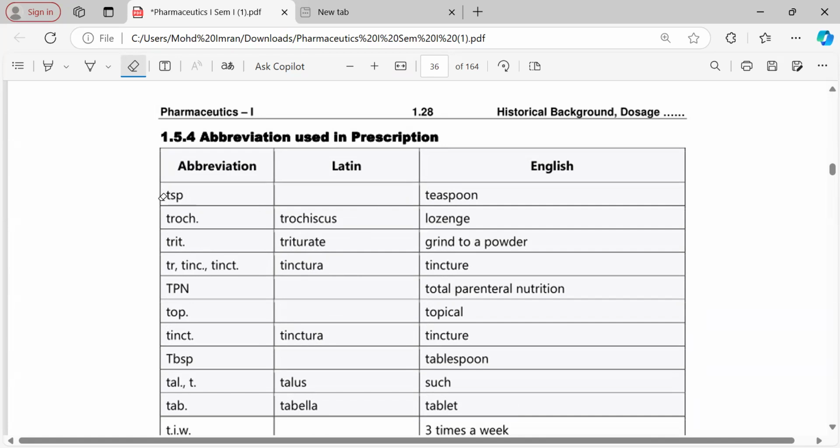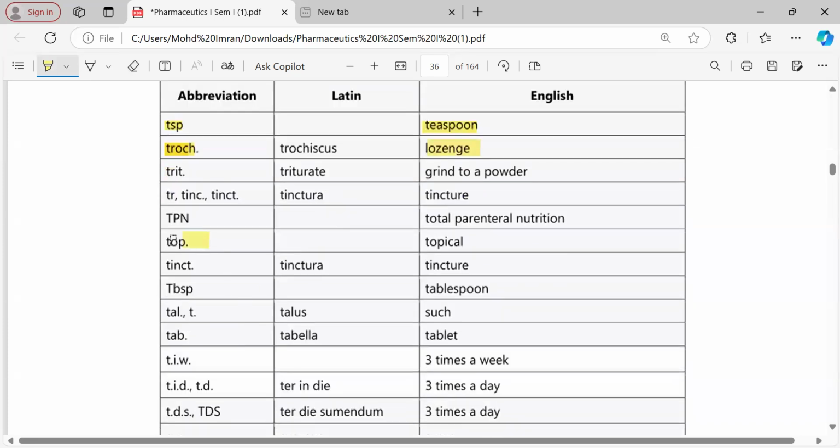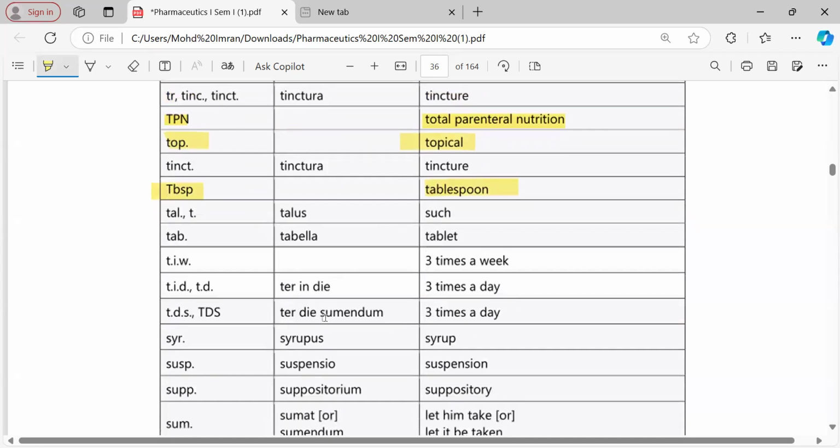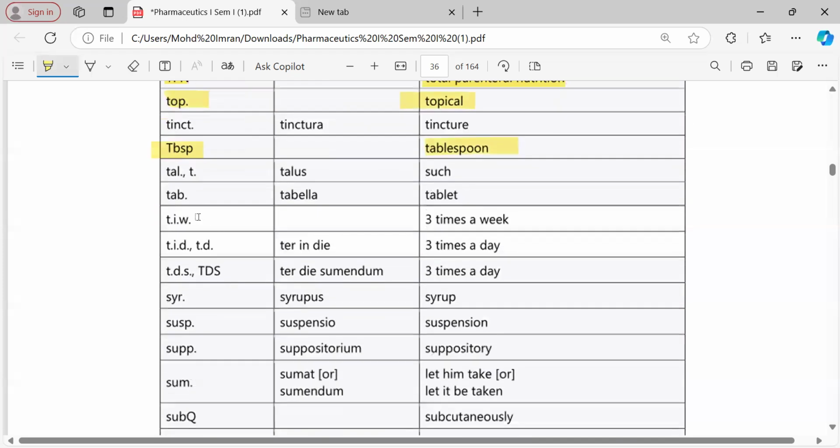TSP ante generally teaspoon, some important Latin terms. TSP ante teaspoon, right? TROCH, ante lozenges, right? And TOP, top ante topical dosage form. TPN ante total parenteral nutrition, right? TBSP ante it's a tablespoon. ఇది ఇక్కడ నుంచి ఇంపార్టెంట్ అండి. TIW ఇప్పుడు కూడా డాక్టర్స్ మెన్షన్ చేస్తారు ఇట్లా. It is 3 times a week.